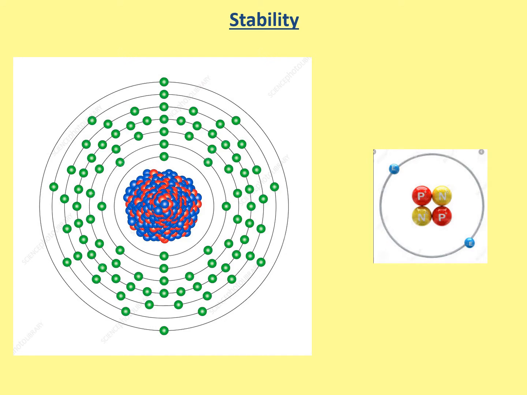On your screen now are two pictures of an atom. On the right hand side is a small atom. This is actually helium, and it's made up of two protons and two neutrons in the nucleus with two electrons around the outside. Now on the left is a very large atom. Look at the center in the nucleus. You've got loads of protons and neutrons. You've got loads of electrons around the outside.